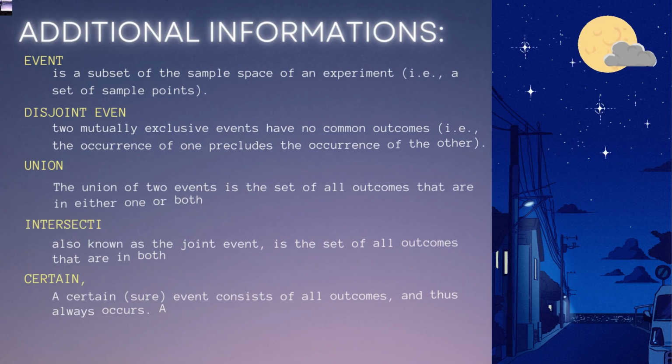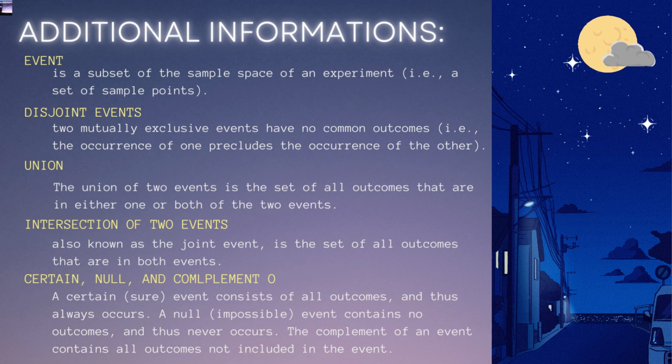Additional information. An event is a subset of the sample space of an experiment, a set of sample points. Disjoint events: two mutually exclusive events have no common outcomes. The occurrence of one precludes the occurrence of the other. Union: the union of two events is the set of all outcomes that are in either one or both of the two events. Intersection of two events, also known as the joint event, is the set of all outcomes that are in both events.